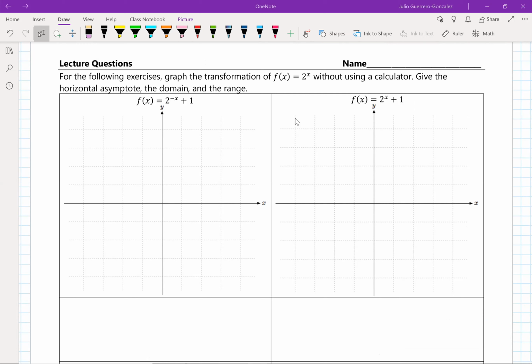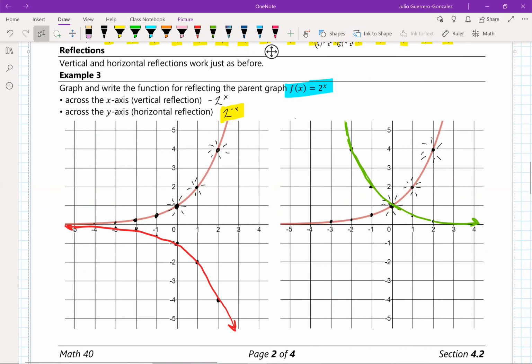So what's that negative in front of the x do? It flips it, correct? Which direction? Vertically or horizontally? Horizontally. Right. So you're going to have something that actually looks like this, right?